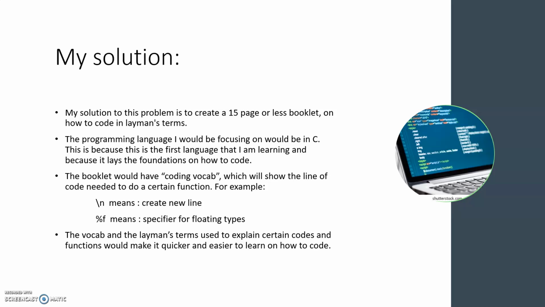And the booklet would provide coding book vocab to show what a certain line of code means for a certain term or function. For example, \n means create a new line, or %f means a specifier for floating types. The vocab and simpleton terms used to explain all the coding and the functions and programs that it puts out would make it easier to learn to code than what we currently have to learn to code in.